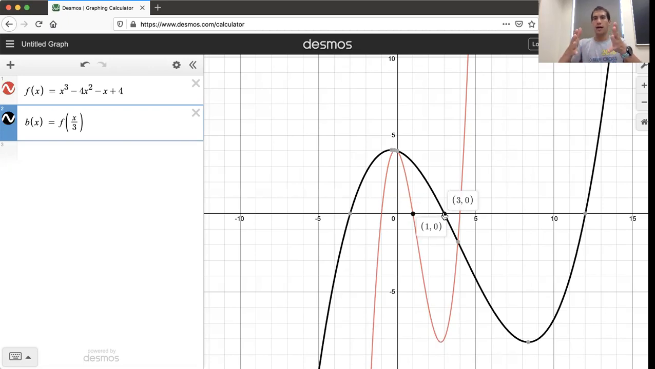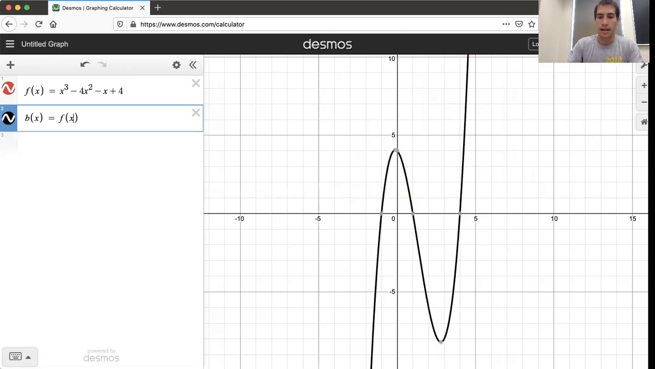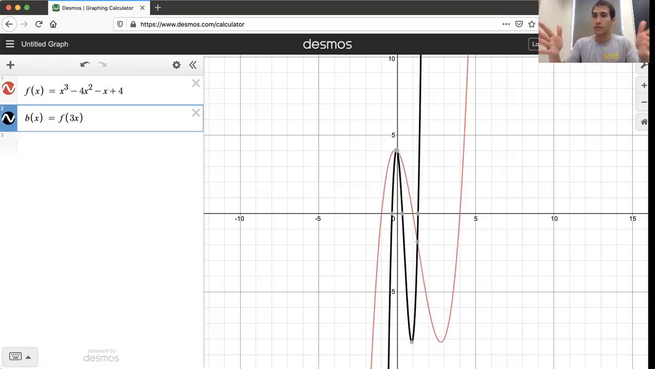And so this dividing by 3 within what you put into the function is going to stretch by a factor of 3. And if I multiply by 3, the opposite's going to happen. It's going to compress by a factor of 3, or you can think of it as stretching it out by a factor of 1/3.